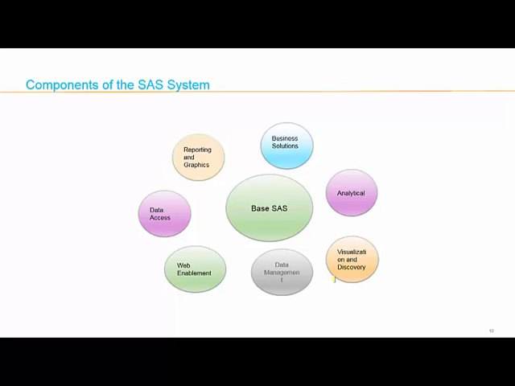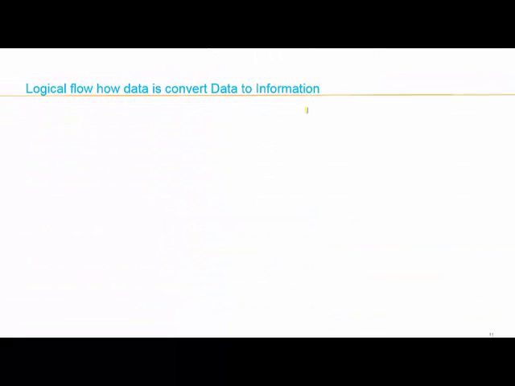Here we're going to see some of the components of the SAS system. Whenever you install a SAS tool on any machine, it can be a server or a standalone desktop machine. SAS first installs Base SAS as a foundation tool. Then on top of Base SAS, you can install any of the tools: a reporting tool, data access, web application, data management, visualization, analytics, business solutions. All these tools can be installed on top of your Base SAS.